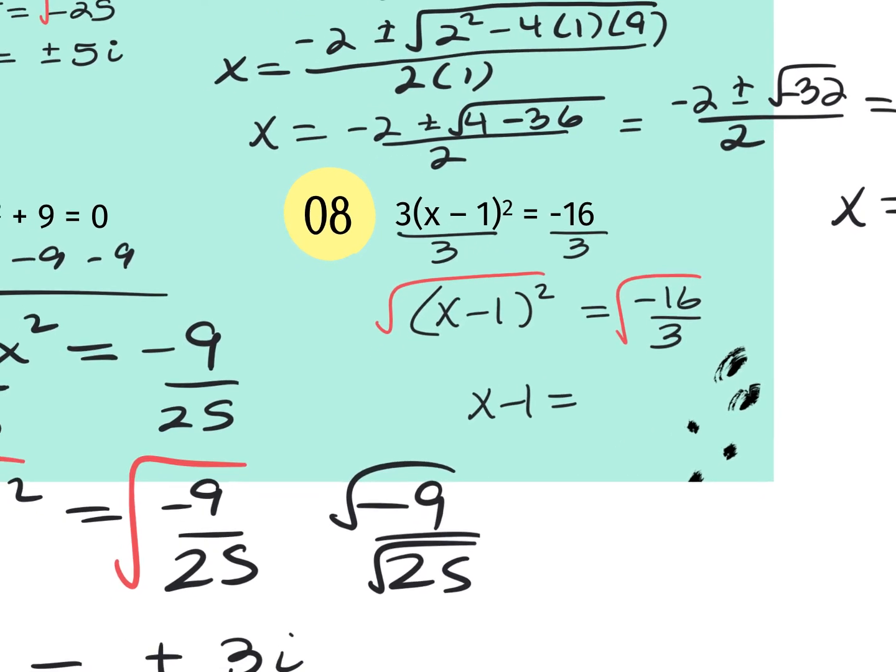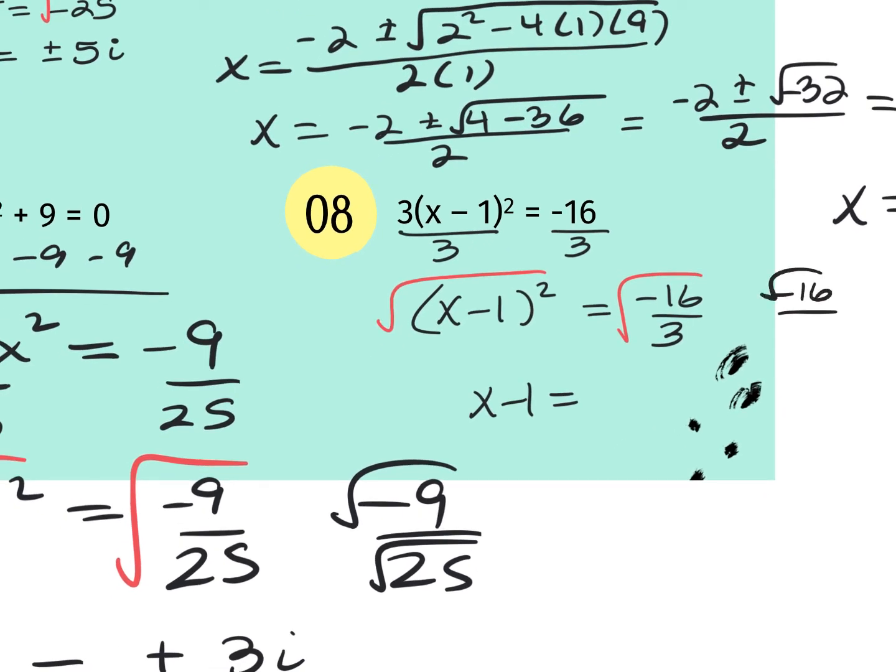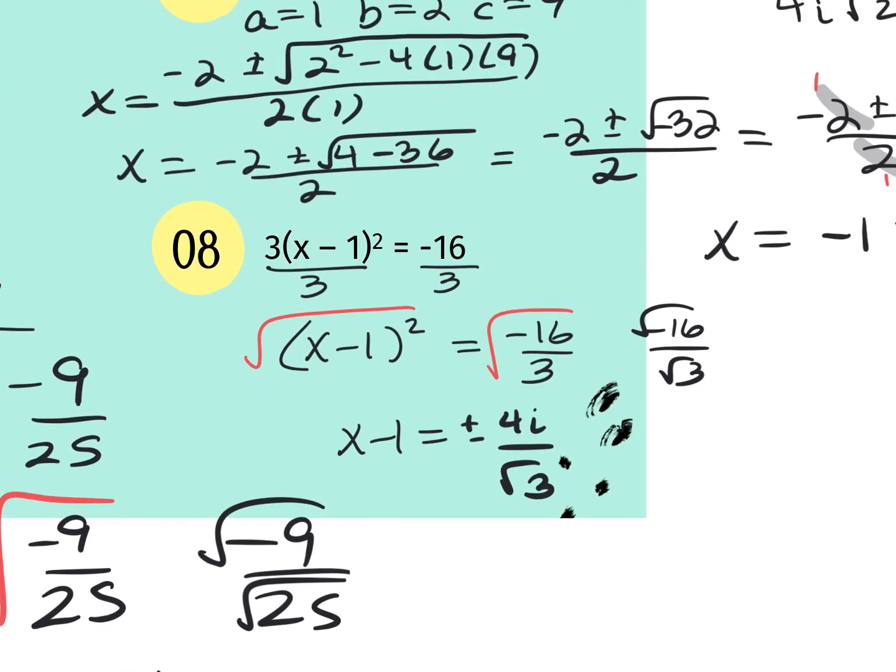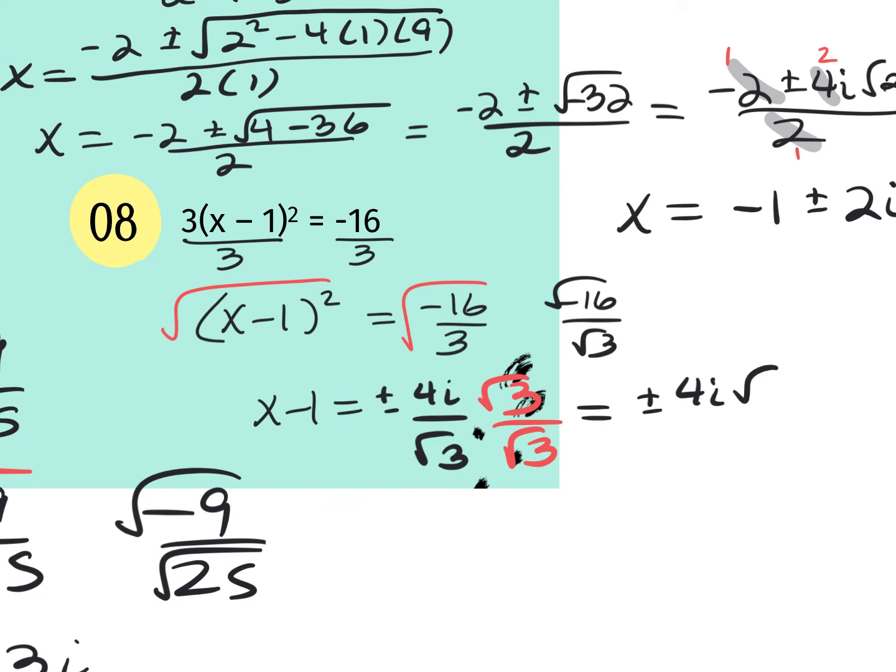Again, you can square root the negative 16 and the 3 separately. So the numerator becomes plus or minus 4i, but the poor 3 is still under the radical. So I'm going to rationalize. So I am going to multiply the top and the bottom by the square root of 3. So then this final answer becomes plus or minus 4i square root 3.